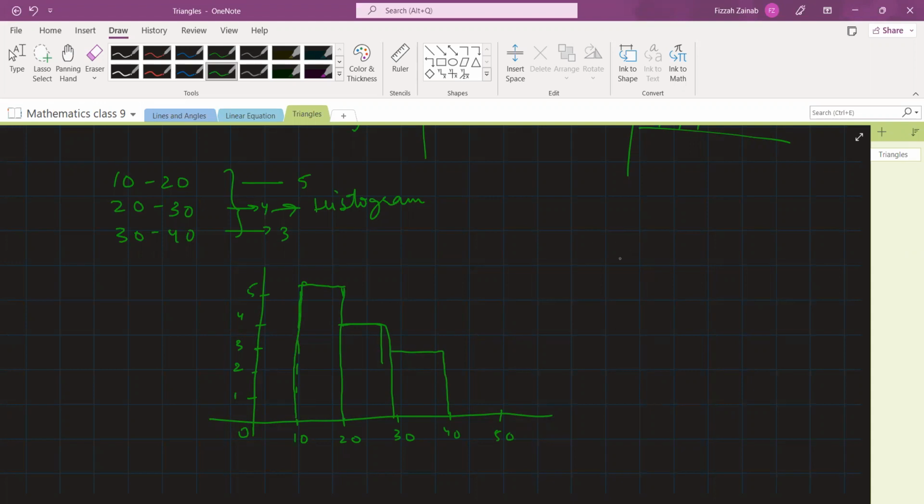And next also frequency distribution. Now, what is a frequency polygon? See, a frequency polygon can be drawn two ways: from a histogram also. First of all, you can draw a histogram and then you can draw it, or it can be drawn independently also. How?